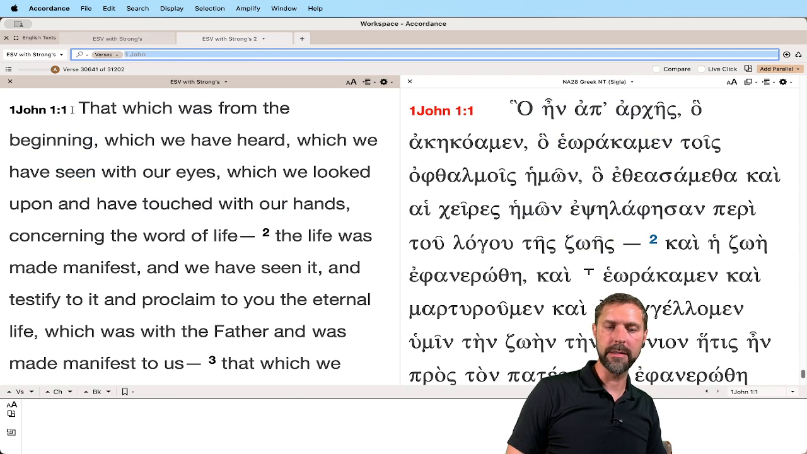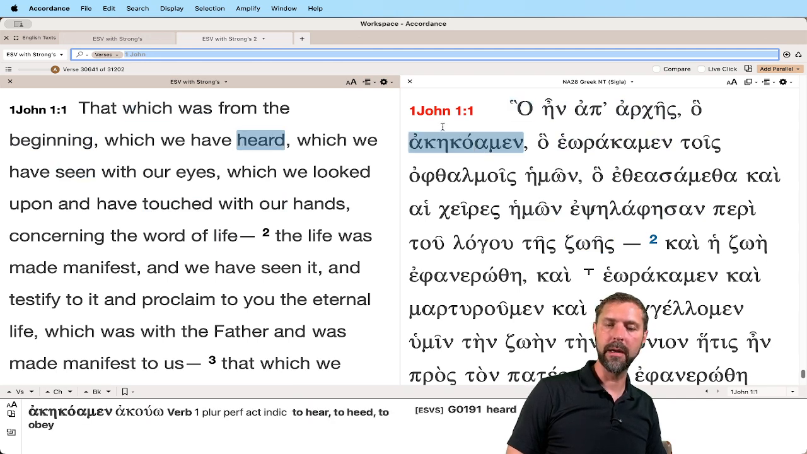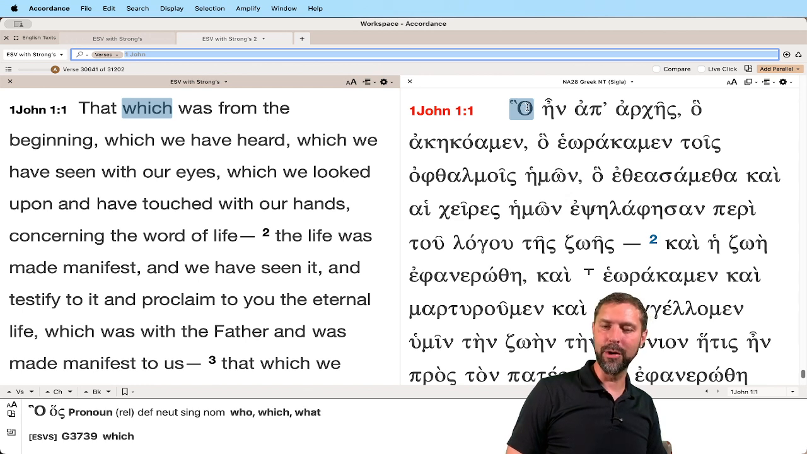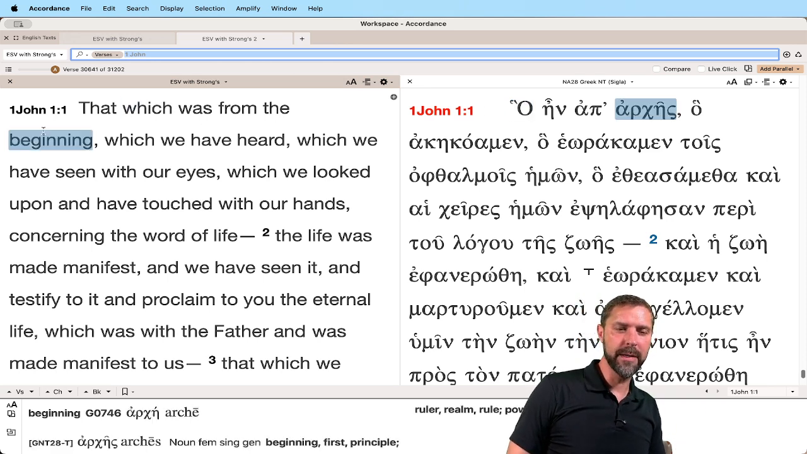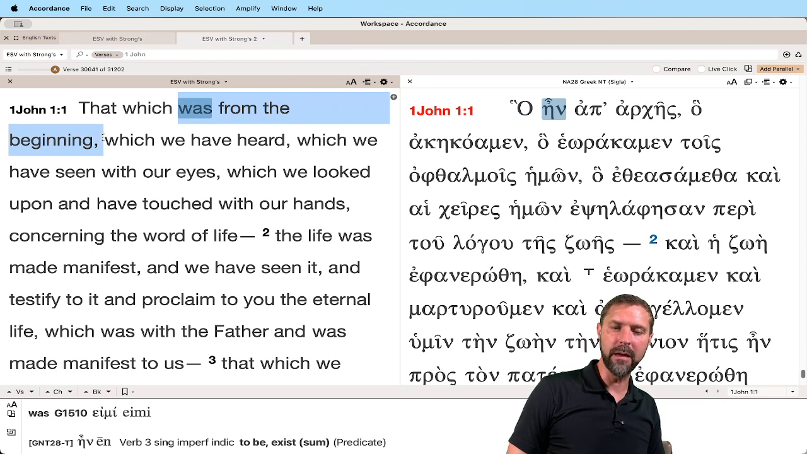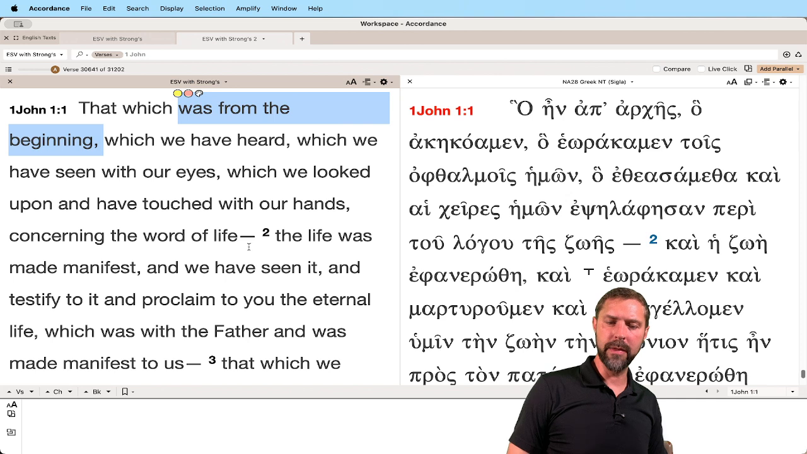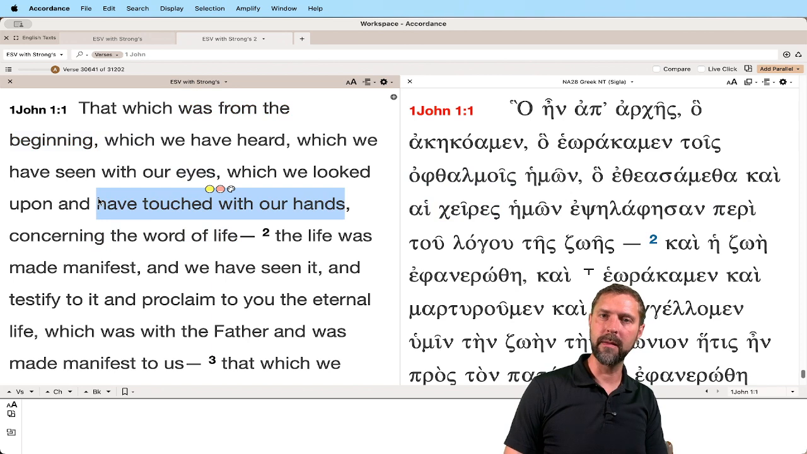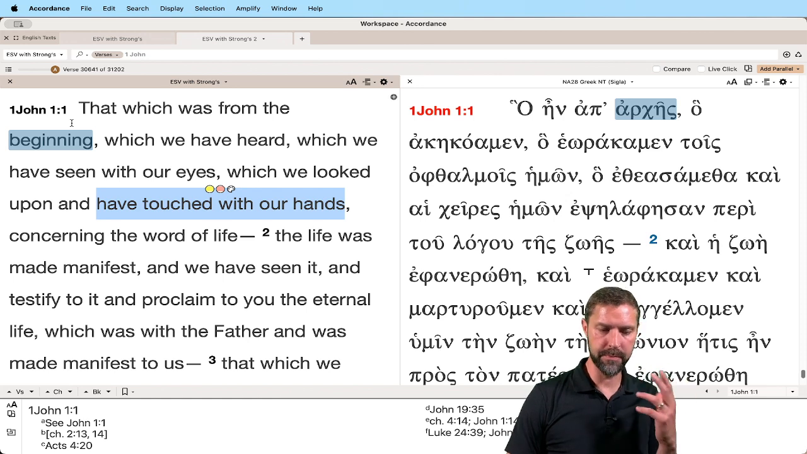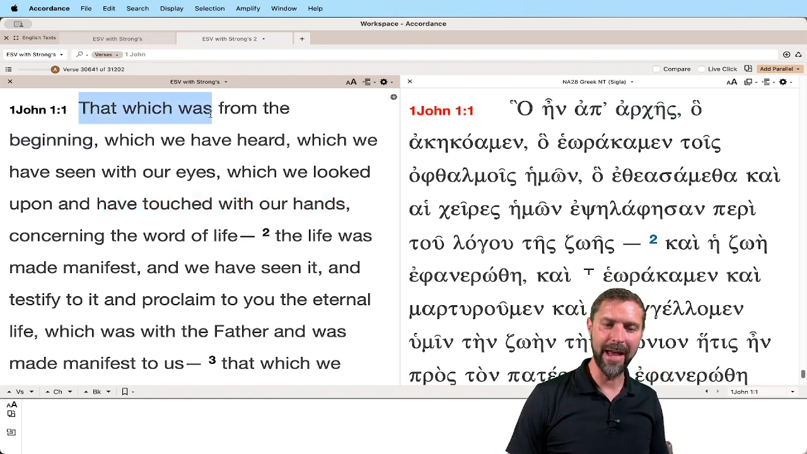The ESV over here has said that which was from the beginning. This is also a neuter relative pronoun. So something like "the thing that was from the beginning" overstates it. But it has some significance because once I hear the phrase "was from the beginning," and especially once I'm reading things like "word of life" and "we have touched with our hands," I'm really naturally understanding this as the person Jesus.